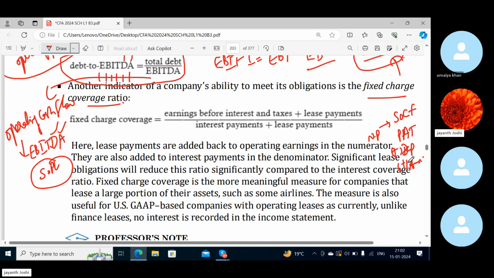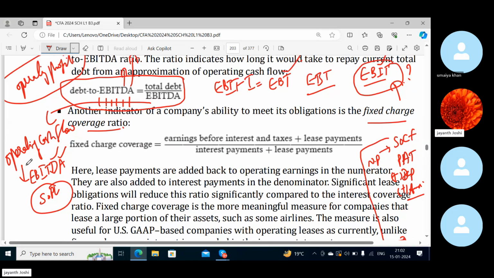Yes, sir. So why do you add these two? Because these are non-cash expenses, and your agenda or motive here is to find out the cash flow from operating activities or operations. So here we have taken operating cash flow.